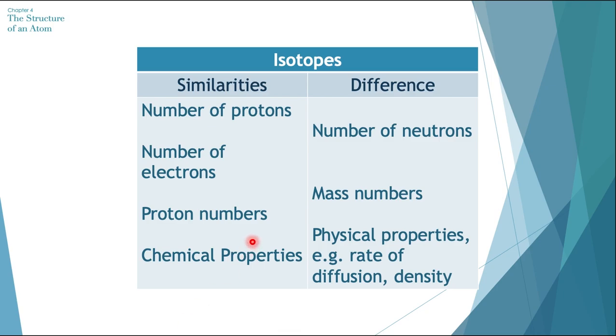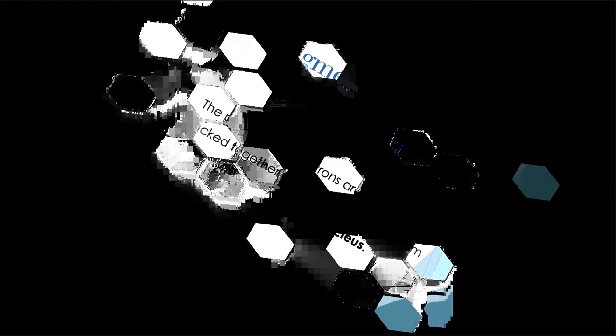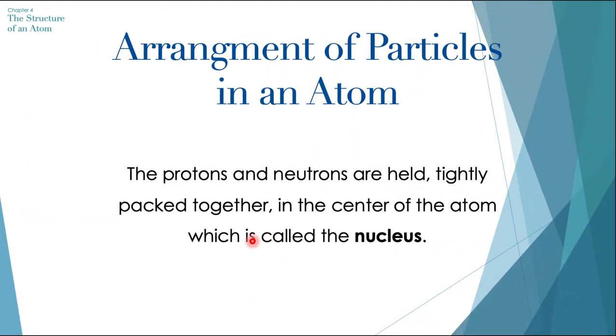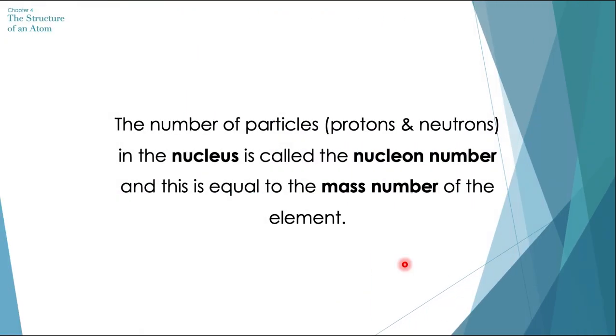So now we're going to move ahead onto the arrangement of particles in an atom. How are these particles arranged in an atom? The protons, neutrons, and electrons. The protons and neutrons are held tightly packed together in the center of the atom, which is called the nucleus. The number of particles in the nucleus, which are the protons and neutrons, is called the nucleon number, and this is equal to the mass number of the element.